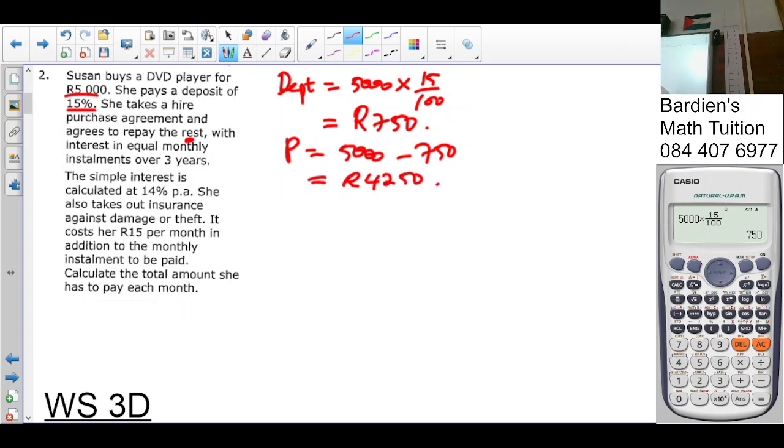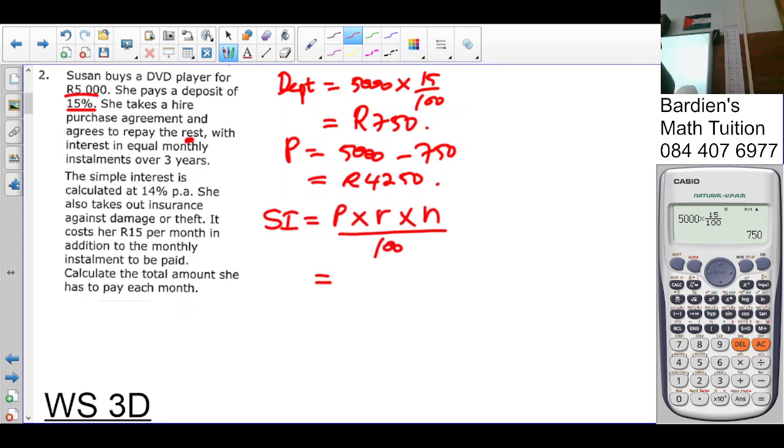4,250. So that's the principal amount. Not so? Yes. Now what? Now we need to work out the simple interest. So the simple interest formula is equal to P times R times N over 100.